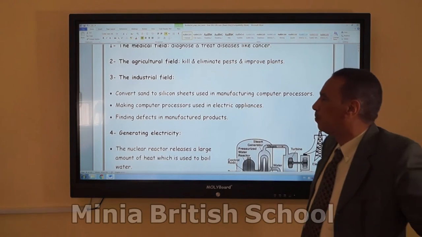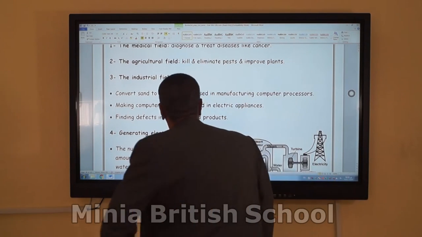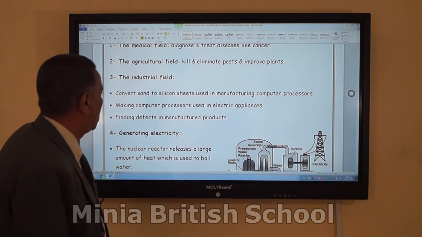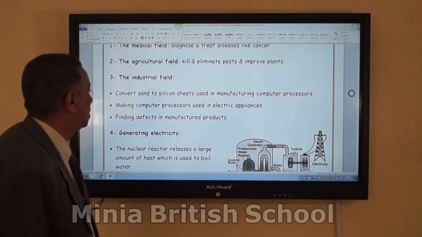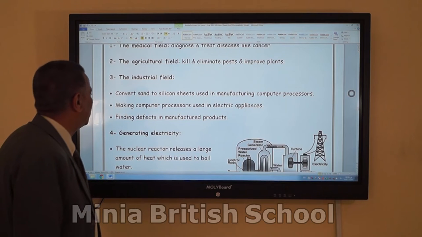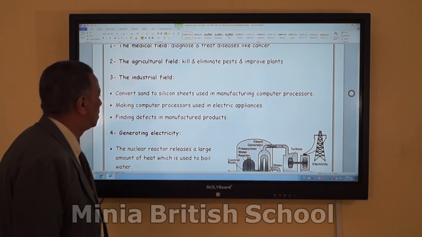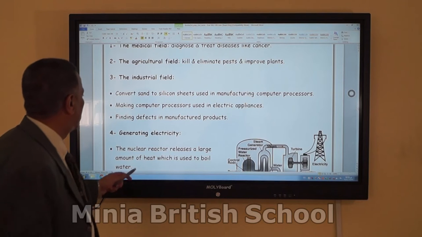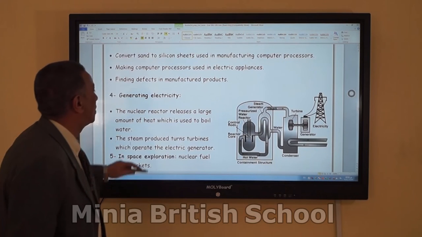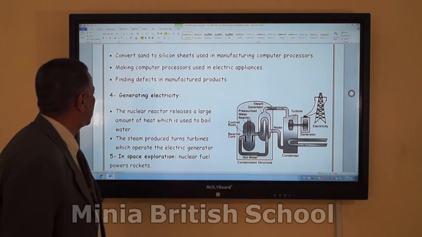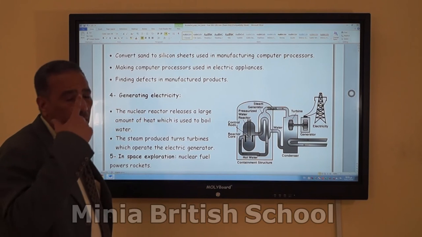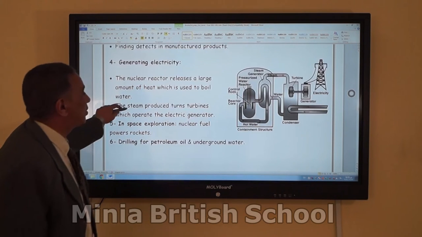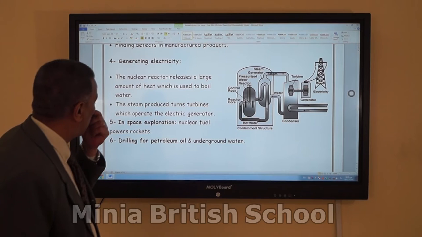In industrial field, converting sand into silicon sheets used in the manufacture of computer processors. It's very important to make computer processors used in the electric appliances. Finally, detecting defects in the manufacture of some industrial products. And then generating electricity, and this one is important as well.